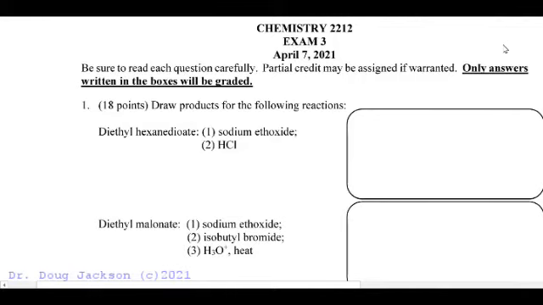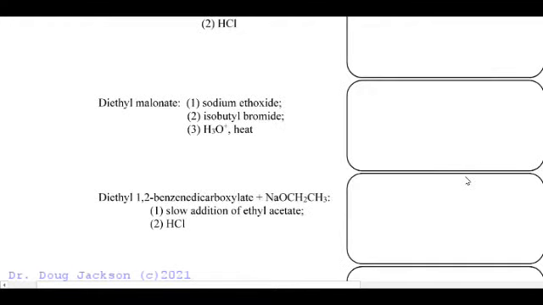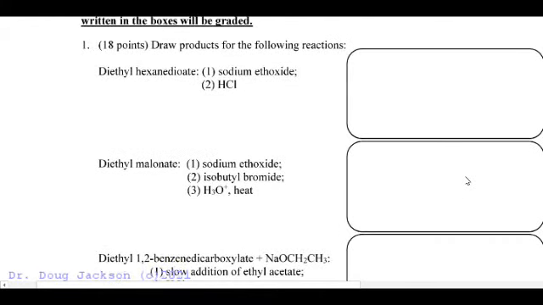All right, let's work number one. We are looking at several enolate type addition problems where we're adding carbon-carbon bonds to the alpha carbon of these various different reagents. And so I'll scroll through to show the problem here in its entirety from exam 3.